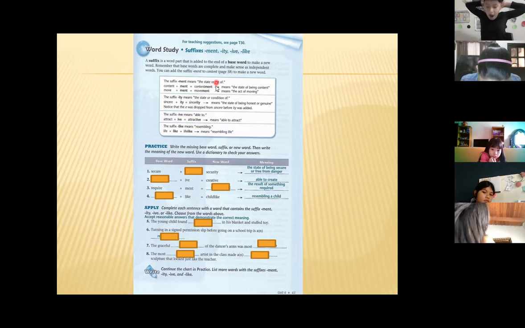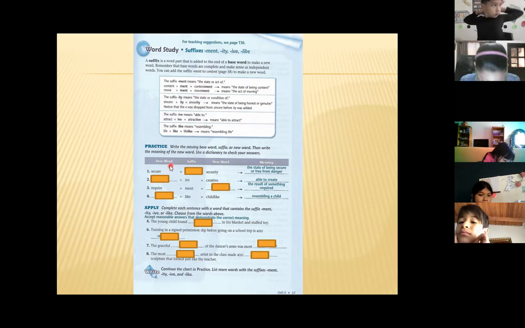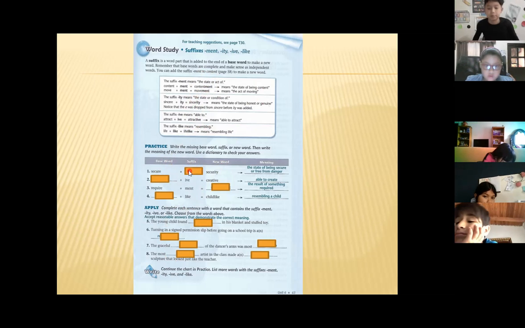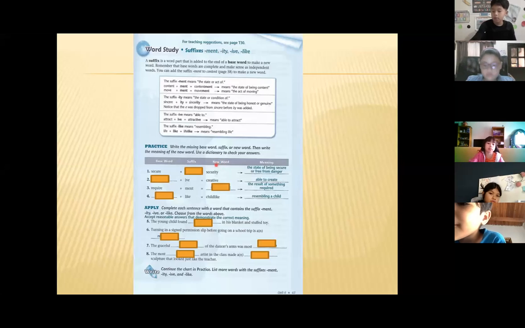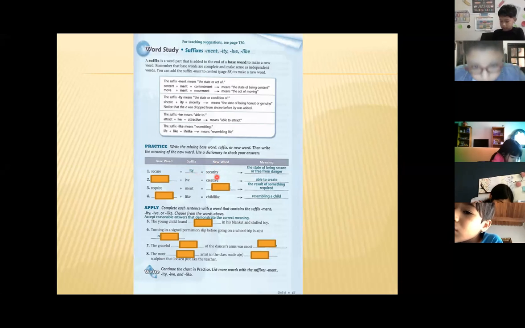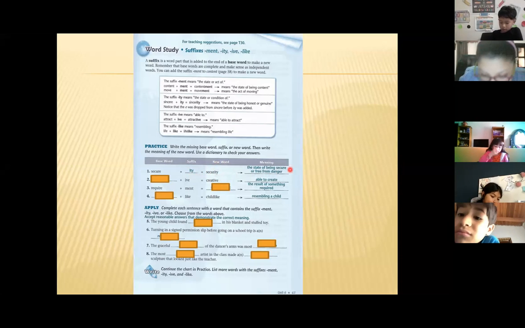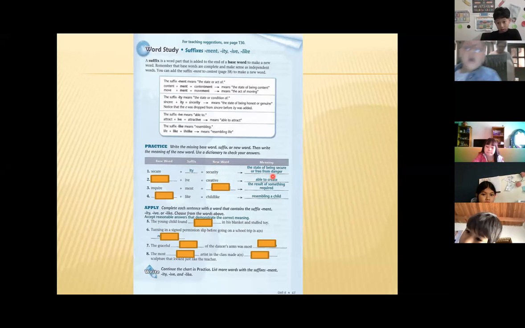Let's practice. We are going to use this chart as a guide. We have secure, that is a base word, secure plus the suffix, we have a new word, security. Which suffix do we write here, class? What is the suffix that we write? Ed. Ed, that's right. So let's write it down in this page, ed, to form the new word security. What is the meaning of that word? It means the state of being secure or free from danger. So if you have secure plus ed, it means security. You're free of danger. You're secure.